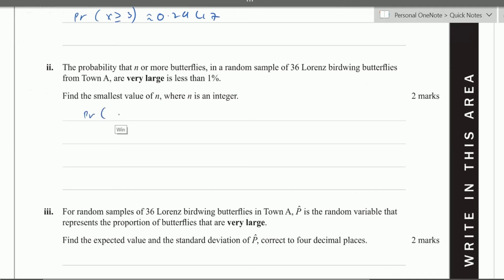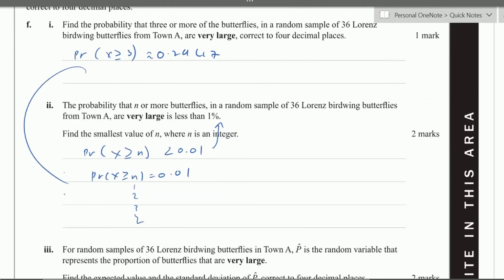So find the probability that, I'll just say x is amount of butterflies. So find the probability that x is greater than or equal to n is less than 0.01, because that's 1%. Usually with these questions, you want to just make this equal so you can solve for it first. This question, actually, there's no way to do it other than trial and error. So if you're doing it by hand, which is the hard method, you can do n is 1, n is 2, n is 3 using the same method you did to solve for this one, and just wait until you get a value that's less than 0.01.